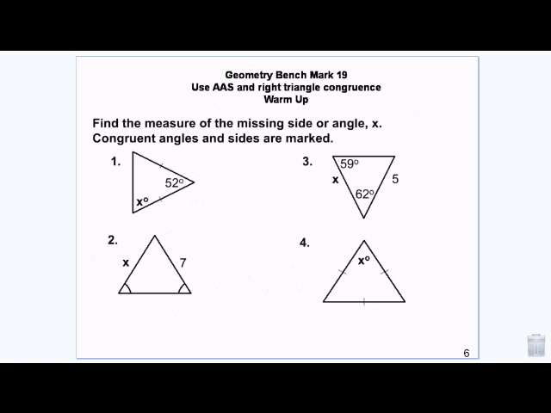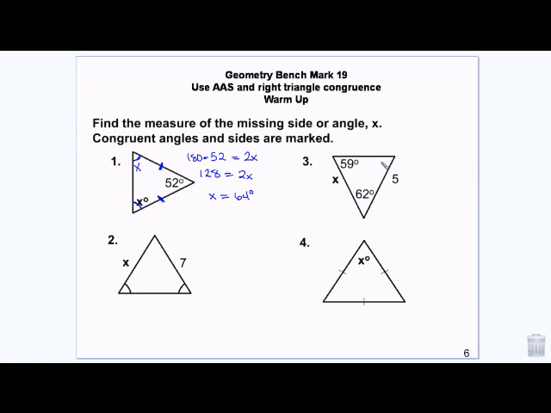All right, so we're on to benchmark 19. We want to use angle-angle-side and right triangle congruence. There's a theorem in geometry that says if we have isosceles triangles, so isosceles is that these two sides are the same length, that makes these two angles the same. Okay, so if these two sides are the same, these two angles are the same, so we need to find x. Well, this is also x. So I have 180 minus 52 will give me my two x's. So 180 minus 52 is 128. So that's two x's. So if I divide 128 by 2, I get x is 64.